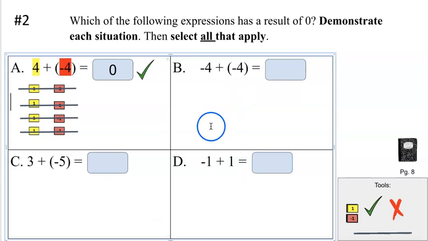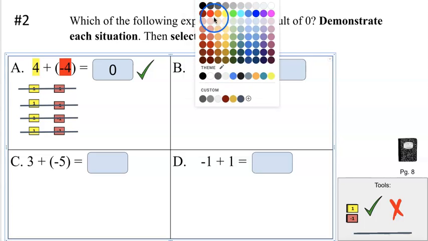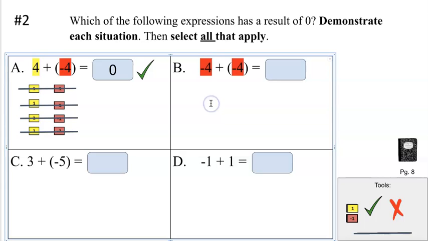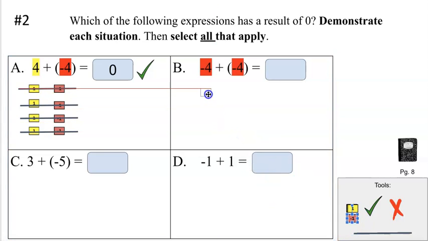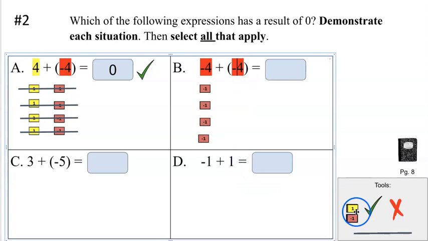Now we're going to move on to B. I know there's a lot of problems, so you're going to take your time. But here's negative 4, and that is going to be in red. And the next integer, we highlight that, also negative, and that's going to be negative 4. So now both of our integers are red, which are negative. We come here and we get algebra tiles. Here's 1, 2, 3, and 4. Okay, so we need to get 4 more red ones, so we just put them there.